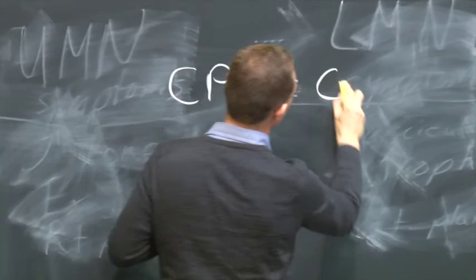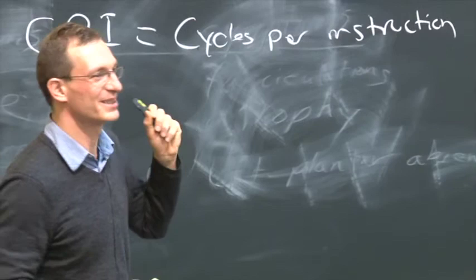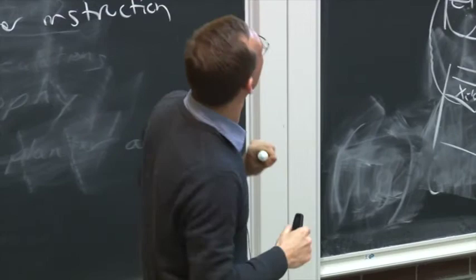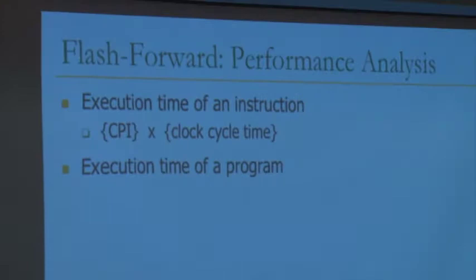cycles per instruction. CPI is your cycles per instruction. In a single cycle machine, what is the value of this? One, right? Because by definition, an instruction takes a single cycle to execute, which means that the only determinant of the execution time of an instruction is the clock cycle time. Whereas in a multi-cycle machine, the cycles per instruction can be different. It could be 20, maybe. Now, your clock cycle time is different also. Okay? So that's the fundamental trade-off between single cycle versus multi-cycle machines.